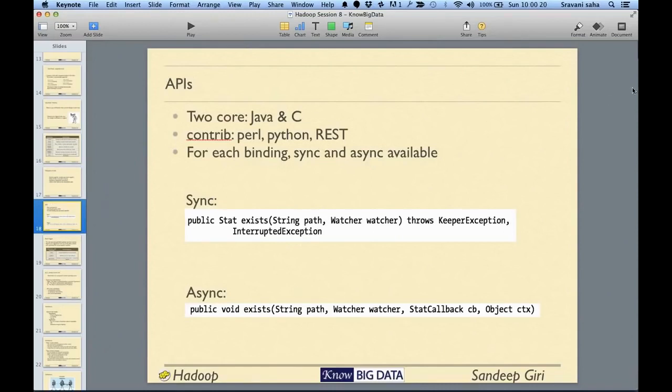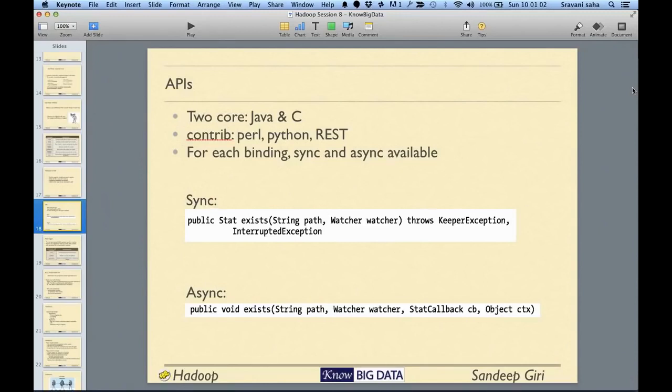There are two kinds of APIs provided by Zookeeper, and those two APIs are written in Java and C. Those are the main core APIs, and the rest are contributed by various people. As of today, Zookeeper supports lots of public APIs. A few of them which are contributed are Perl, Python, and REST. But it is very easy to actually implement all of this because the REST controls are available.